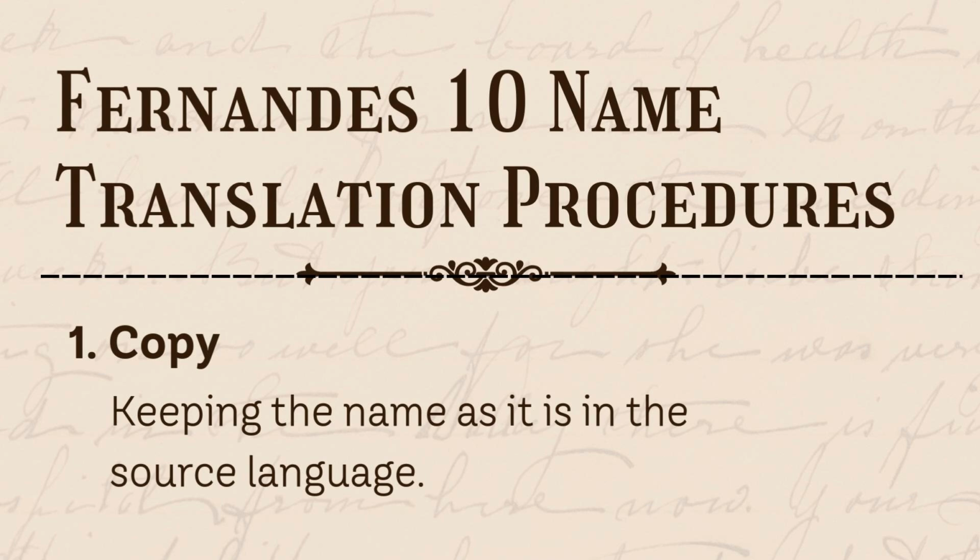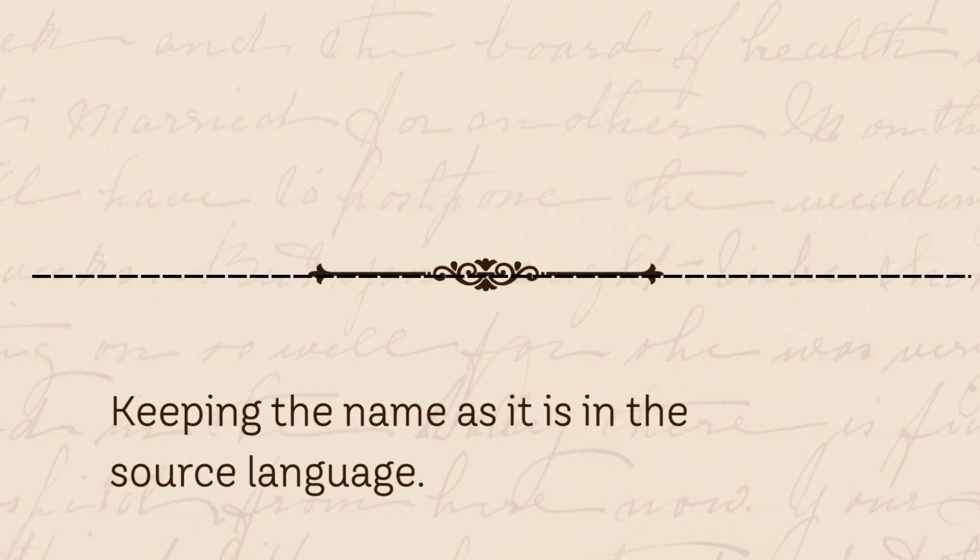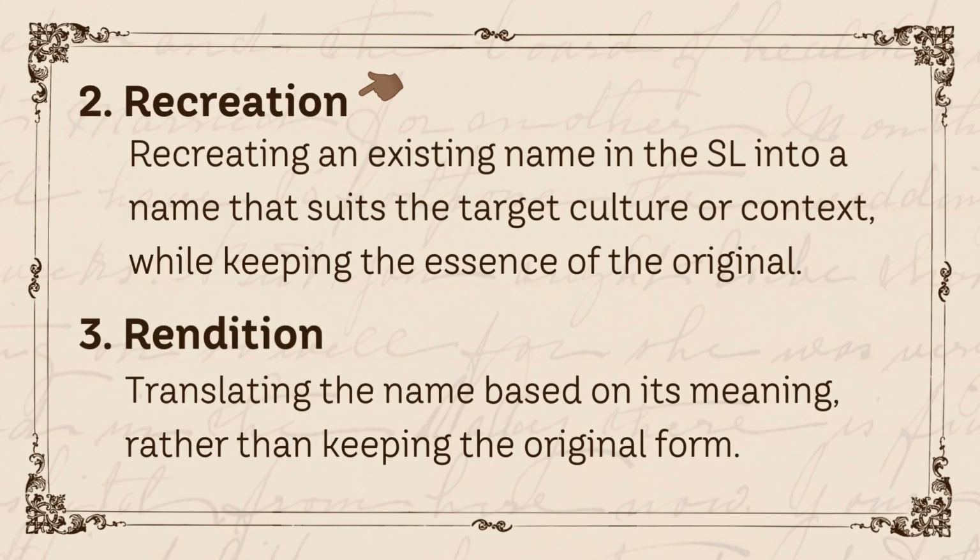To translate names, Fernandez developed 10 procedures. Here are the 10 procedures that Lincoln Fernandez proposed for translating names. First, we have copy, where the name is kept exactly as it is from the original language. Second is recreation. It involves creating a brand new name that matches the culture and context of the target audience while still reflecting the original essence.